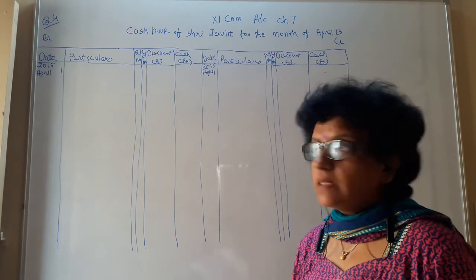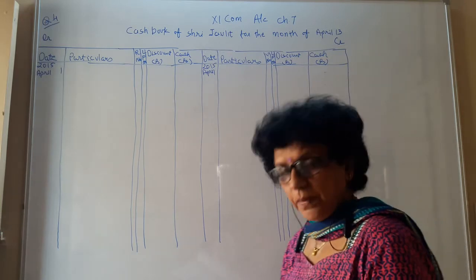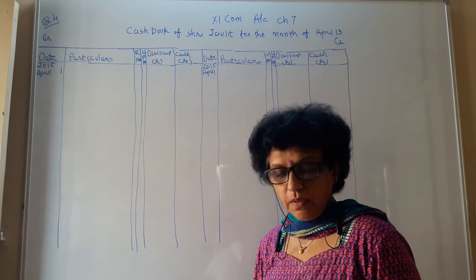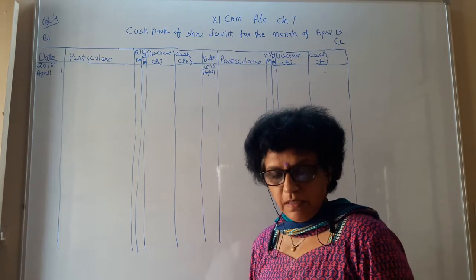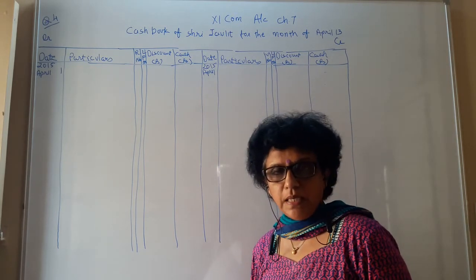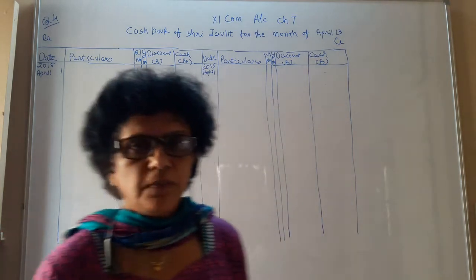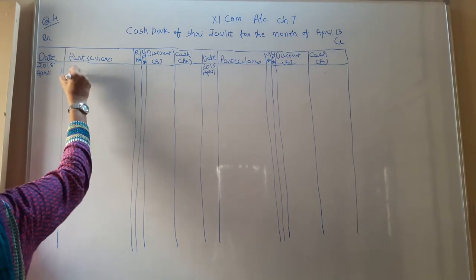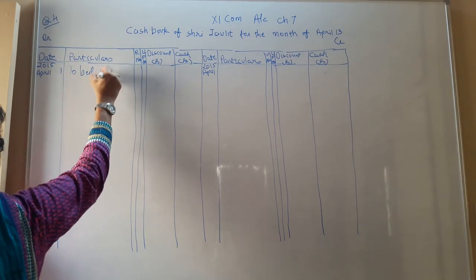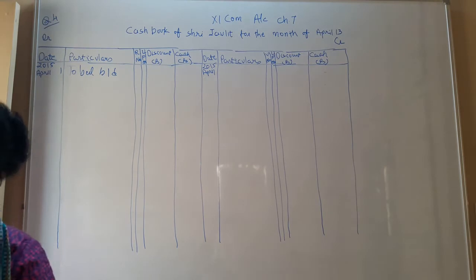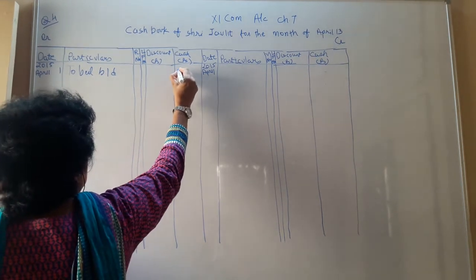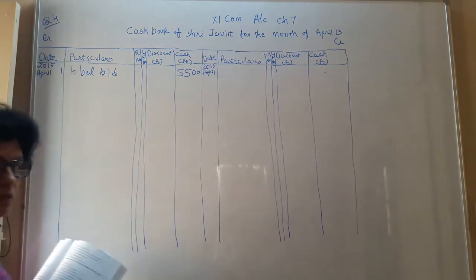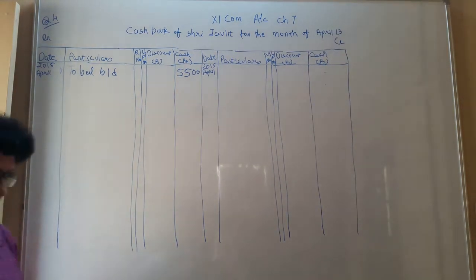Let us do question number 4 of page number 185. You will get the question in your notebook textbook. 2015 April 1st, opening cash balance. Cash balance is always to be recorded on the debit side, so we will write that as To balance brought down. Amount is 5500 in the cash column. Now when you have two columns, make sure that you write in the correct column.